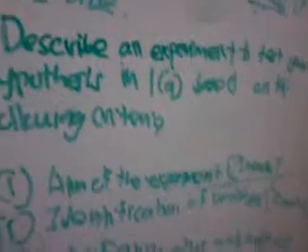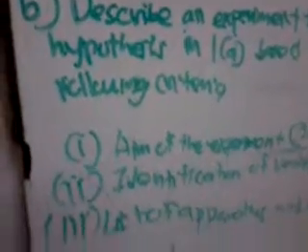So let's go to the next question. Question number B. Describe an experiment to test your hypothesis in 1A based on the following criteria. One, aim of the experiment, 1 mark. Two, identification of variable, 2 marks. Three, list of apparatus and material, 1 mark. Four, procedure or method, 4 marks. Five, tabulation of data, 1 mark. So these are the question number 2.